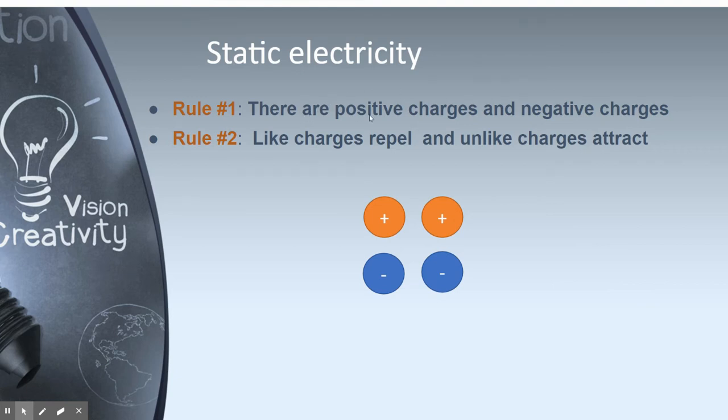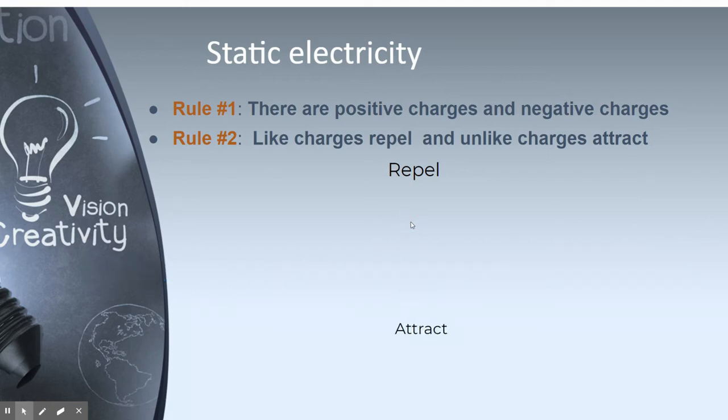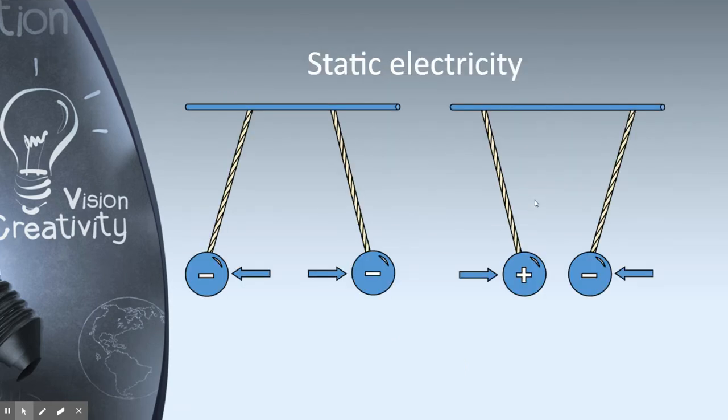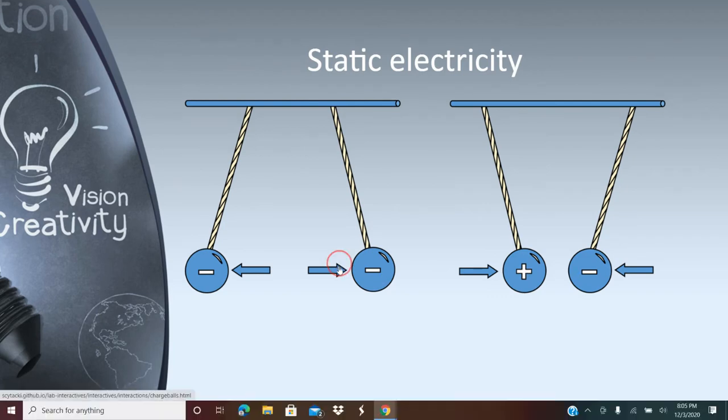So first we're going to look at static electricity. Here's rule number one. There are positive charges and there are negative charges. Rule number two, like charges repel and unlike charges attract. So these two positives here, they repel. Boom. The two negatives here, they repel. Boom. And then if they're unlike charges, they attract. So we have a positive and negative that come together. So like charges repel and unlike charges attract. Here's a visual of it. Right here, this one is moving apart because they're the same, and these two are moving together because they are opposite.